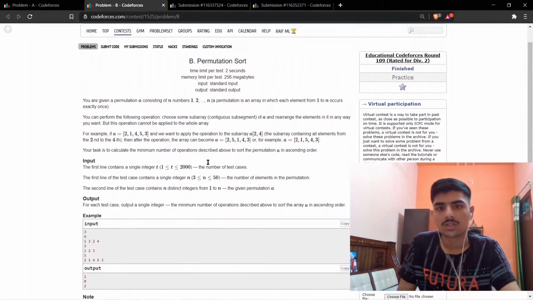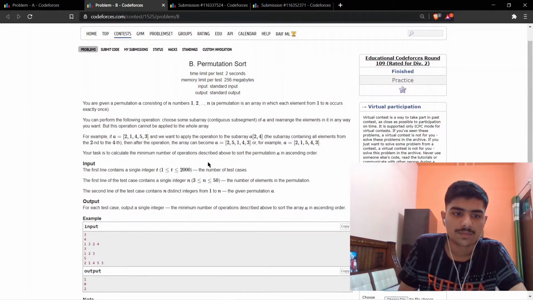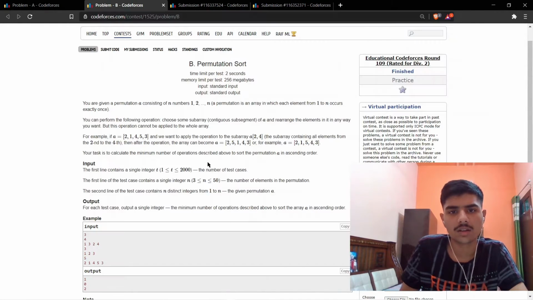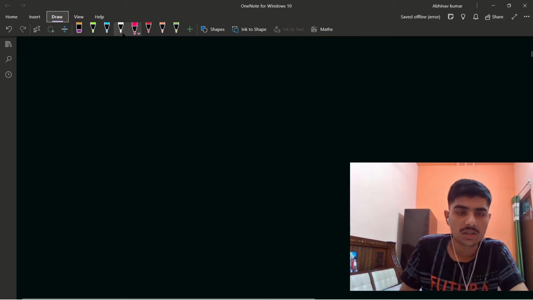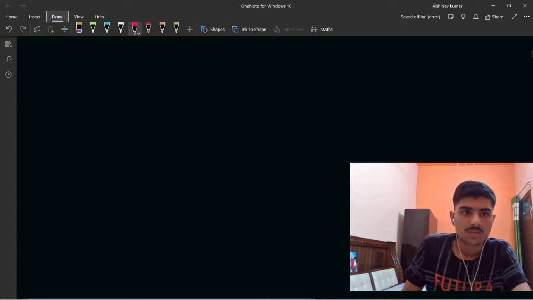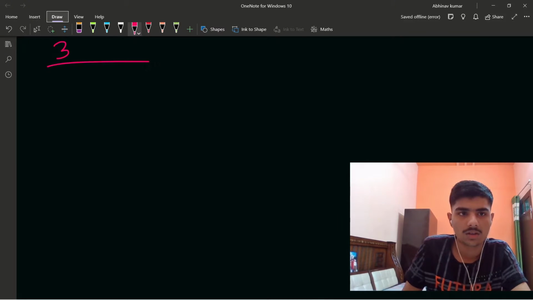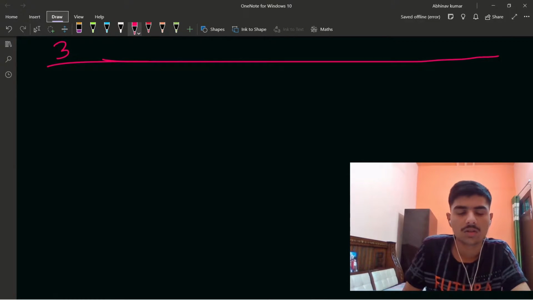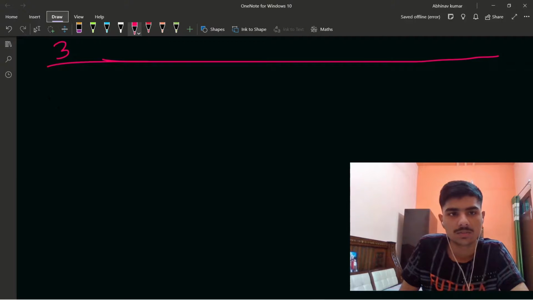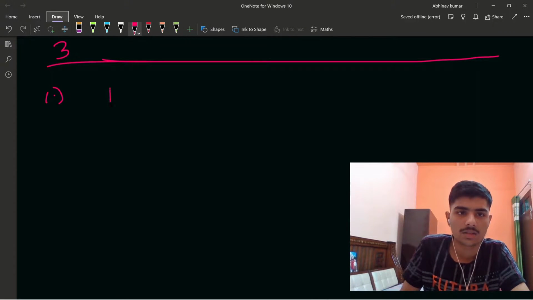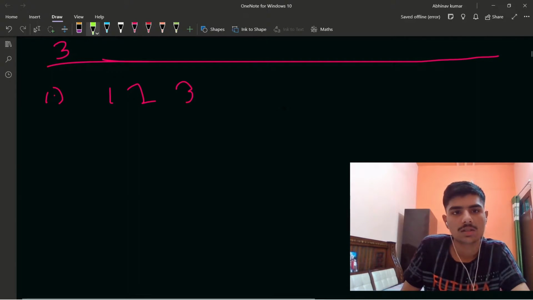Okay, so let me show you the logic for this problem. There are going to be about 4 cases in this problem. Suppose our array is of 3 elements. The first case is when the array is already sorted, like 1, 2 and 3. In this case the array is sorted, so the answer will be 0, right?